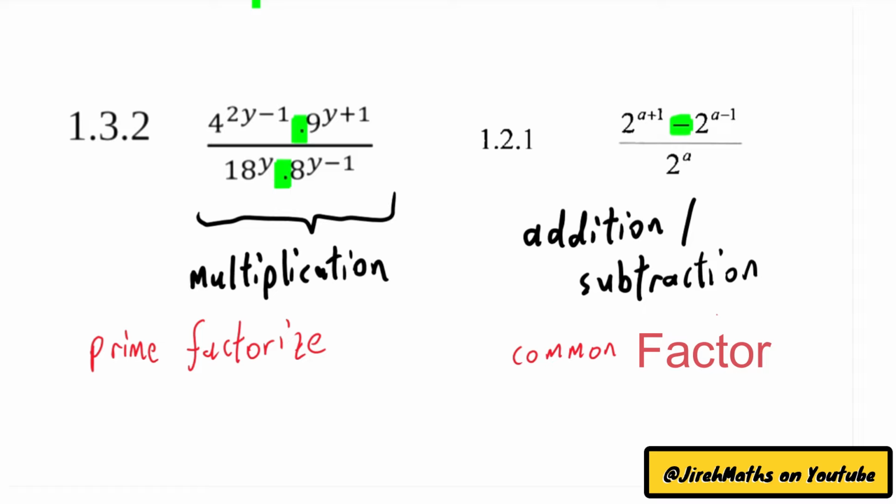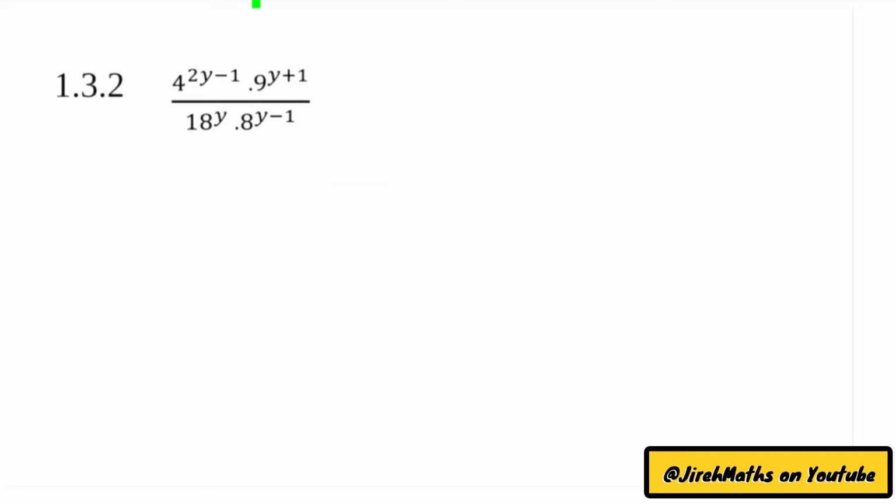Let's have a look at how we will solve questions of the first type, where there is only multiplication and we need to prime factorize. If we look at this example, we first need to prime factorize all the terms. So we need to prime factorize 4, 9, 18, and 8.